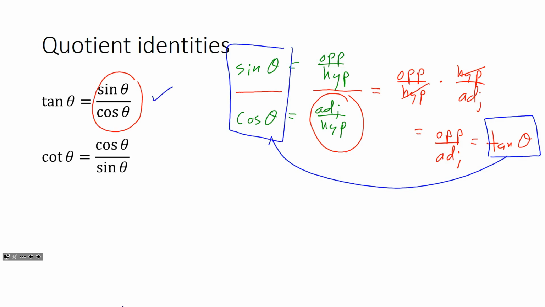Of course, we don't have to separately verify the second one because we've already learned that the cotangent is just the reciprocal of the tangent.